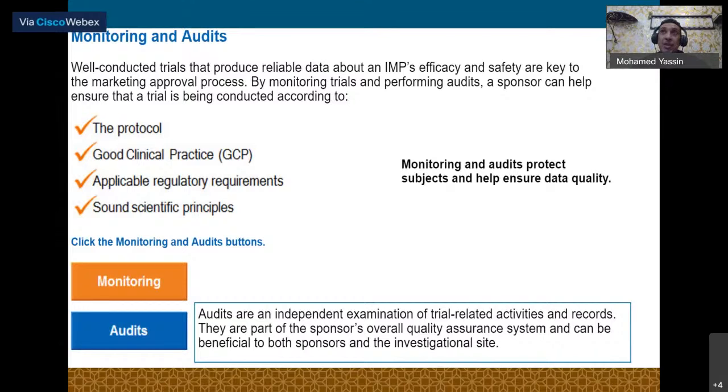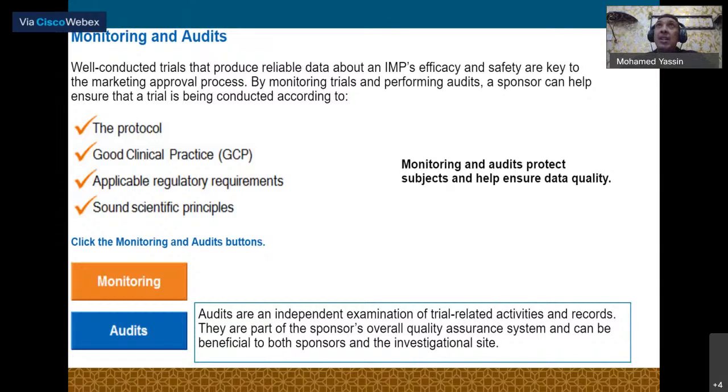So this is monitoring. It's something between the investigator, the monitor, and the IRB of that institute. But if we talk about a party which is not related to that pharmaceutical company, and also not related to the investigator or to the institute, and coming as an independent party and looking at all details, the protocol, the ethical approvals, the compliance.